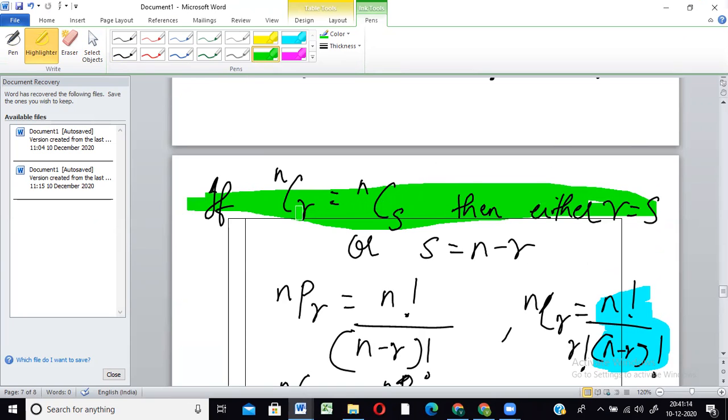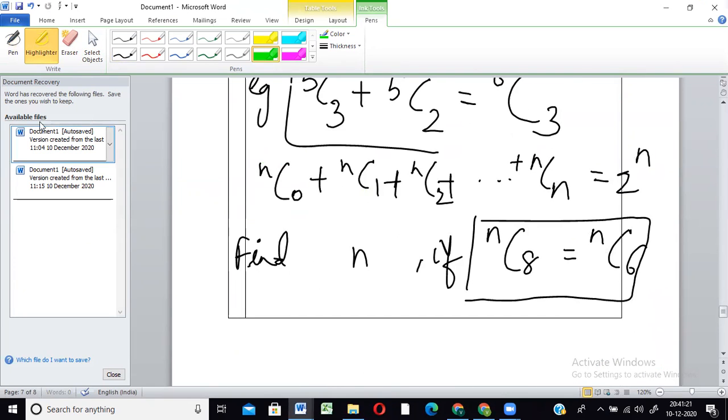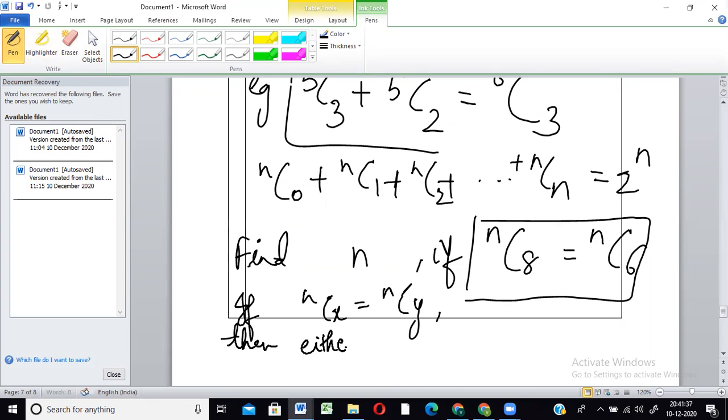If nCr is equal to nCs, then we will either have r is equal to s or s will be equal to n minus r. Correct? So here, according to the given condition, we will just write the property again. If nCx is equal to nCy, then according to the property, either x will be equal to y or x will be equal to n minus y.